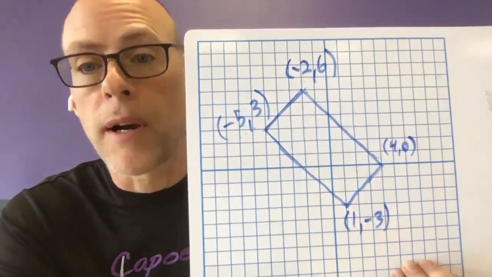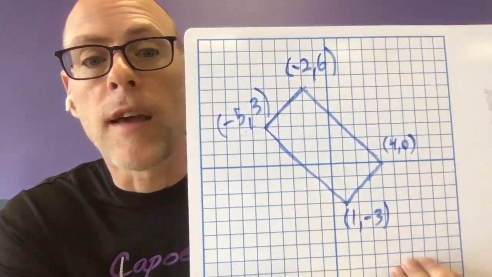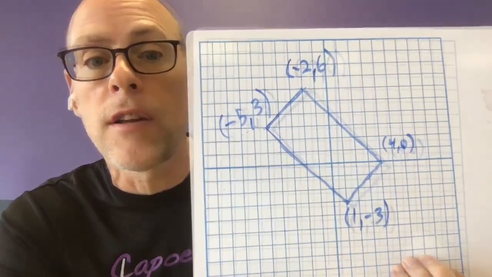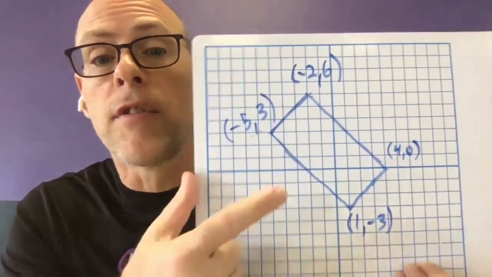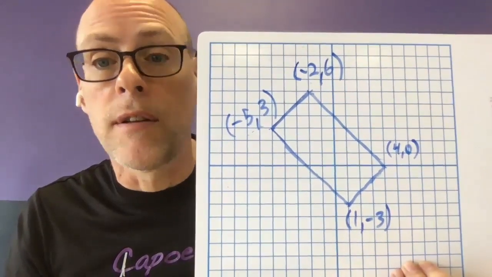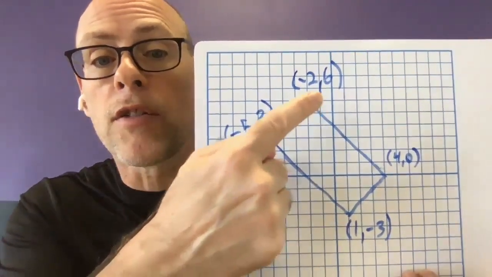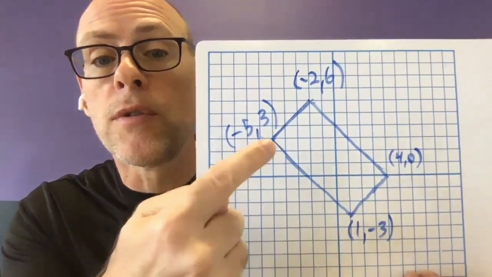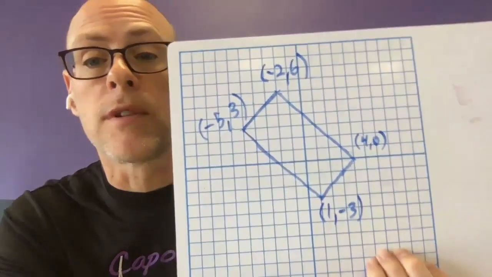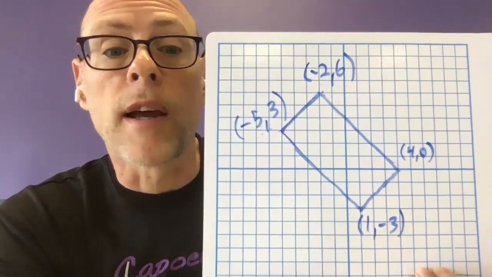A rectangle is a parallelogram, right? So that means that the opposite sides should be parallel to each other. It must have right angles, okay? And how do we find out if an angle is a right angle? We compare the slopes of the two sides of the angle, and they should be opposite reciprocals. So let's prove that this is a rectangle.